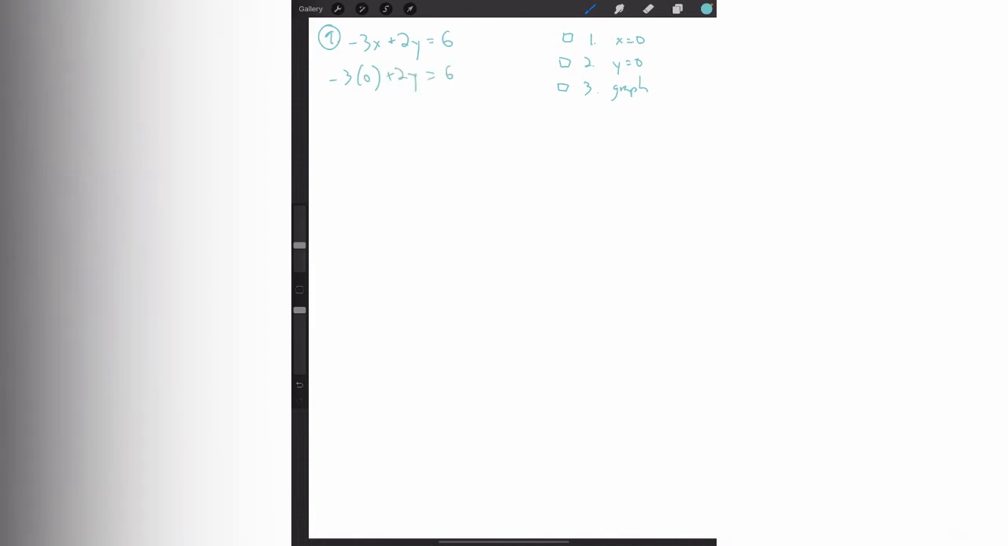Negative 3 times 0 is 0. That gives me 2y is equal to 6. Divide each side by 2, and I get y is equal to 3. Remember, that's when x was equal to 0, so my point was (0, 3).